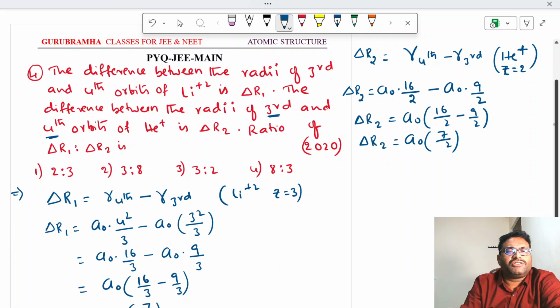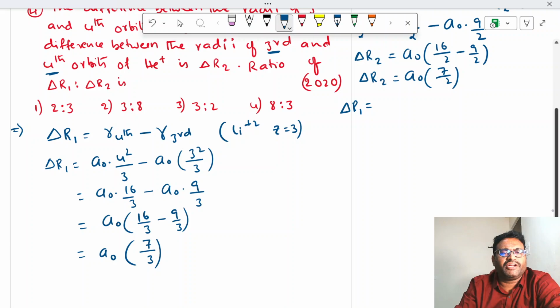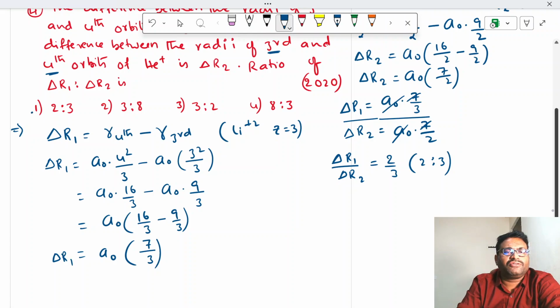So what is the ratio asked? Ratio of delta R1 to delta R2. Delta R1 is A naught into 7 by 3, and delta R2 is A naught into 7 by 2. So delta R1 by delta R2 is equal to 2 by 3. It is 2 is to 3. There is that option, 2 is to 3. That's the answer.